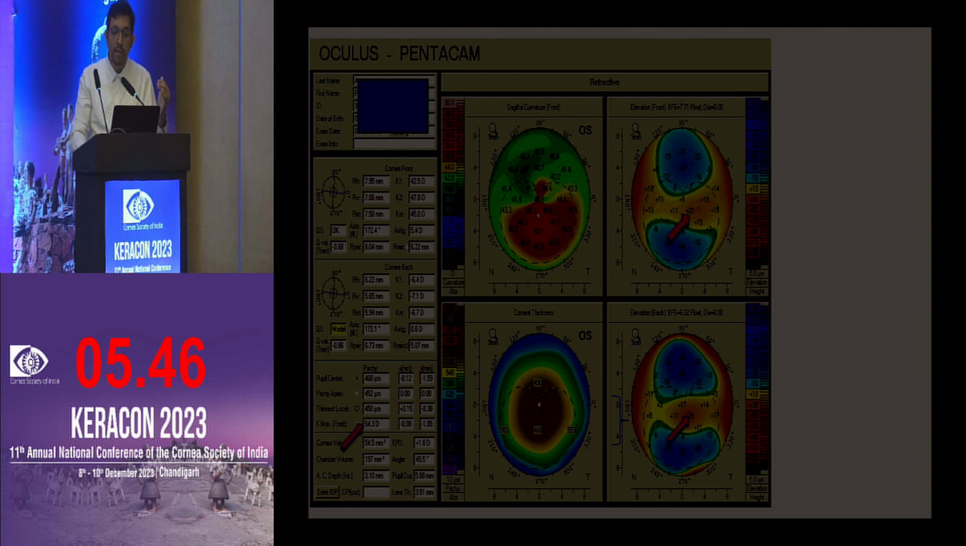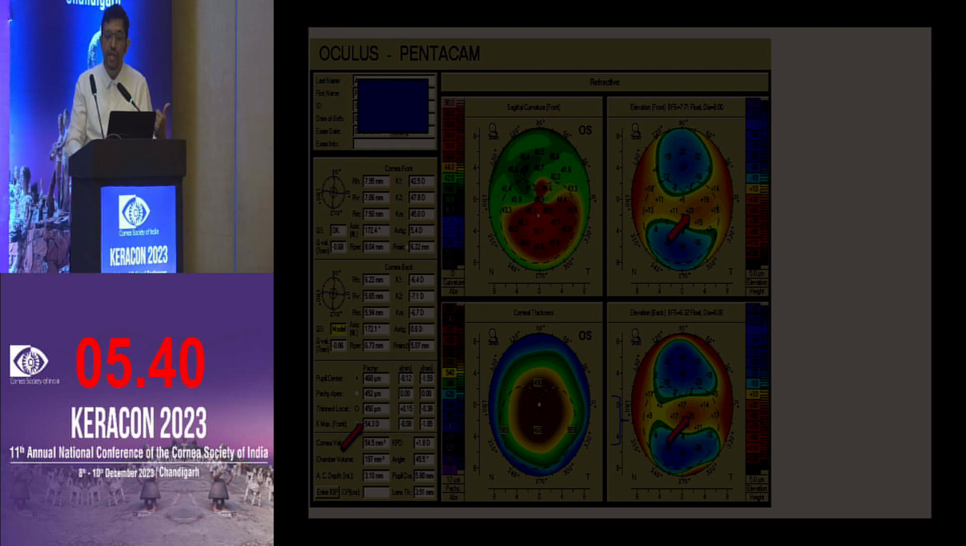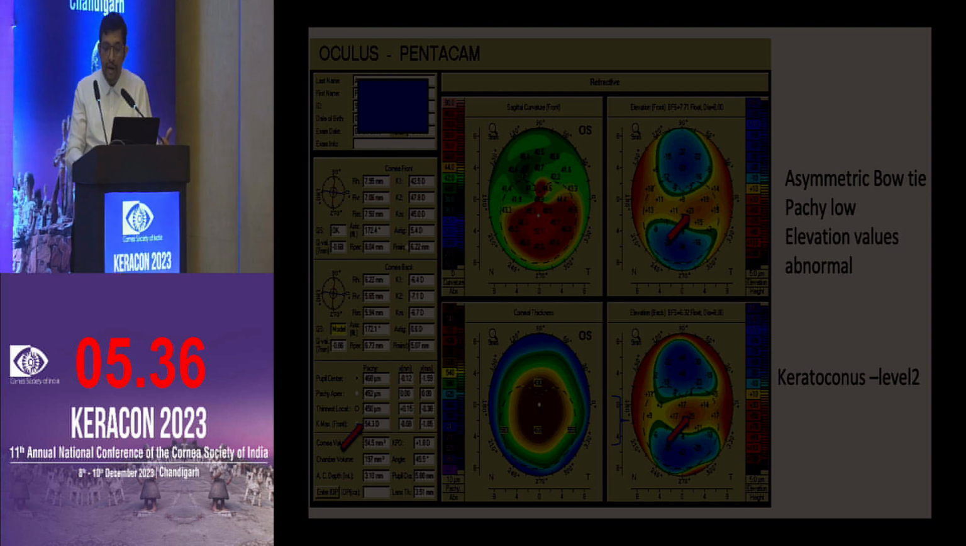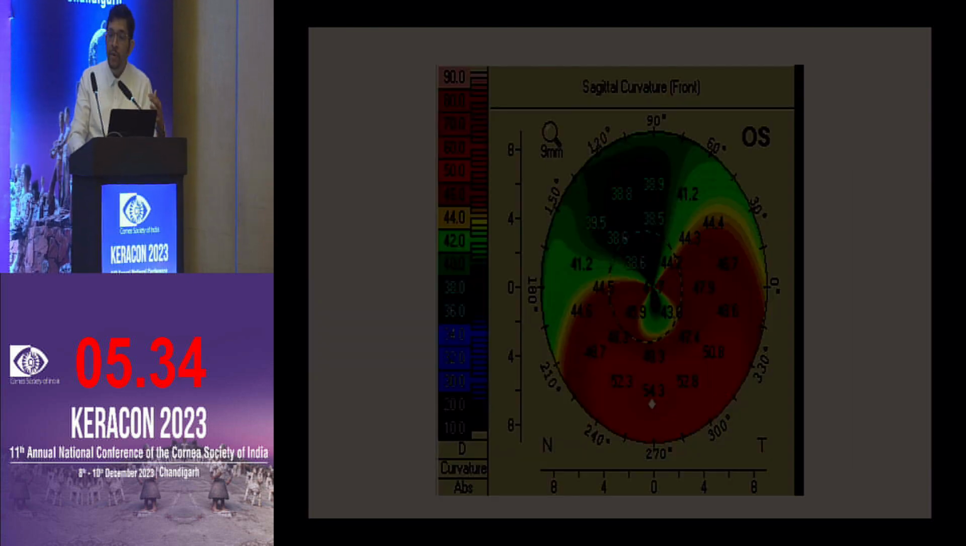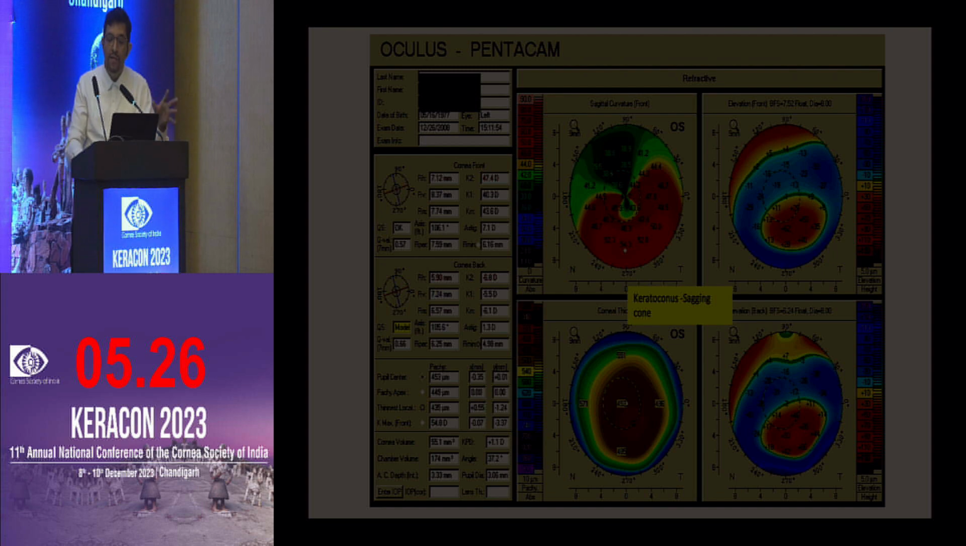So when you're looking at a map like this, yes, you see an irregular asymmetric bow tie pattern of astigmatism. You see an increased anterior surface elevation, increased posterior surface elevation. The K-max is high. Obviously, this is keratoconus. And a picture like this, sometimes when you just have the Placido's based device, you might just directly label it as a pellucid marginal degeneration, but it's important to have a 4-quad map which actually convincingly tells you that this is not a pellucid degeneration, it's more like a sagging keratoconus that you're seeing.